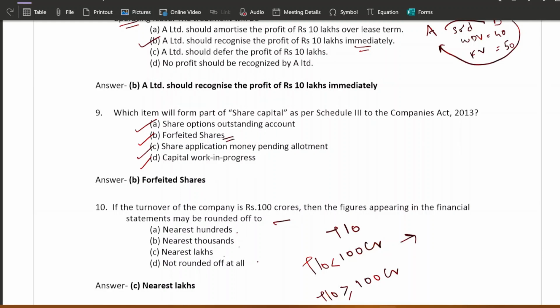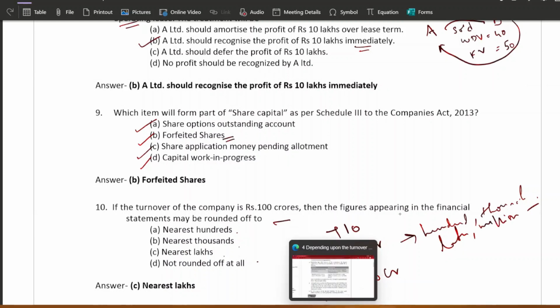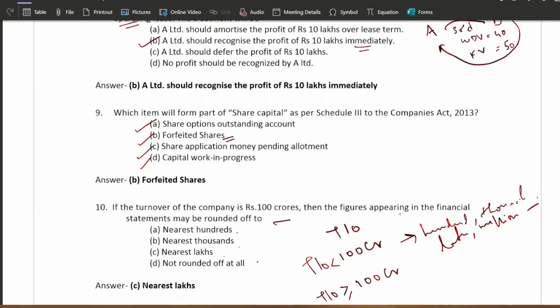So what happens? The rounding off criteria. So you have to round this off to the nearest hundreds, thousands, rupees lakhs, or millions, or decimals thereof. But in case the amount is equal to or above 100 crore rupees, then it should be rounded off to the nearest lakhs, millions, or crores, or more, or decimals thereof. That's why the answer is nearest lakhs, because the turnover of the company is equal to 100 crores.